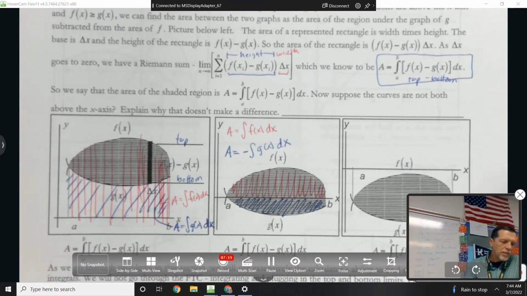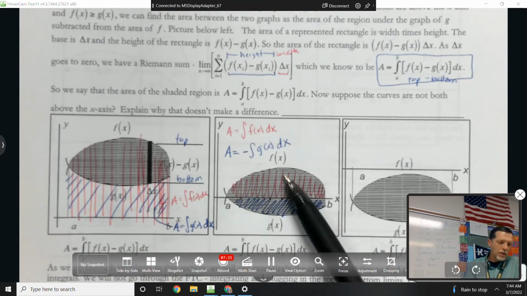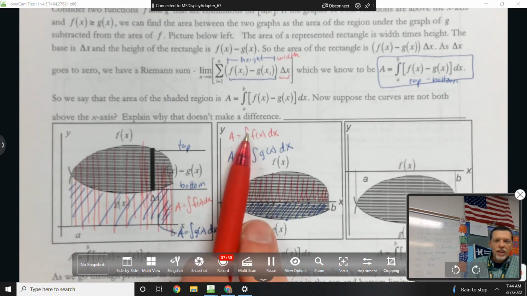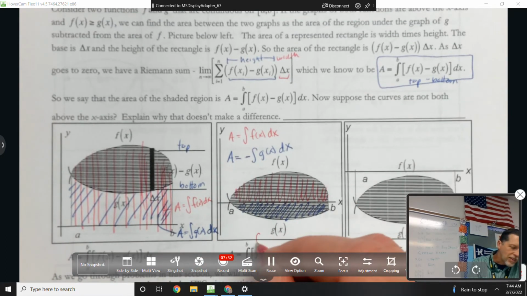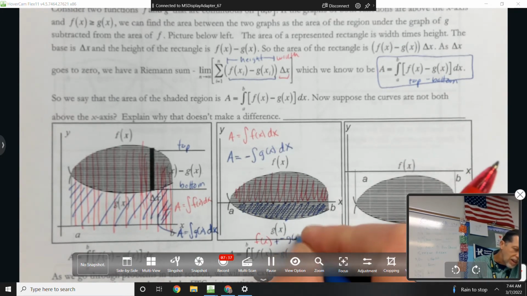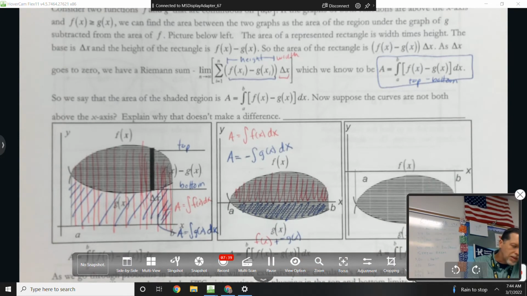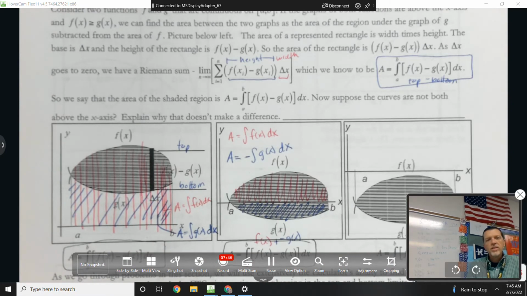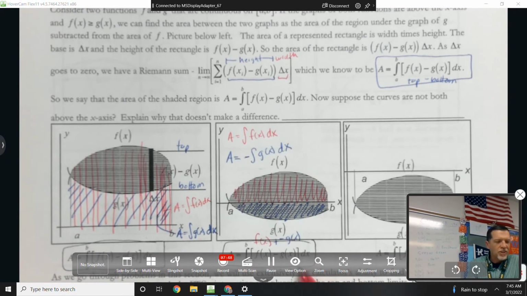And this time, if we want the total area, we need to add the red and the blue. So if we add the red and the blue, we get f of x plus negative g of x. And you end up with the same thing, f minus g. So it feels different, but it's the same result. It's always the top minus the bottom.